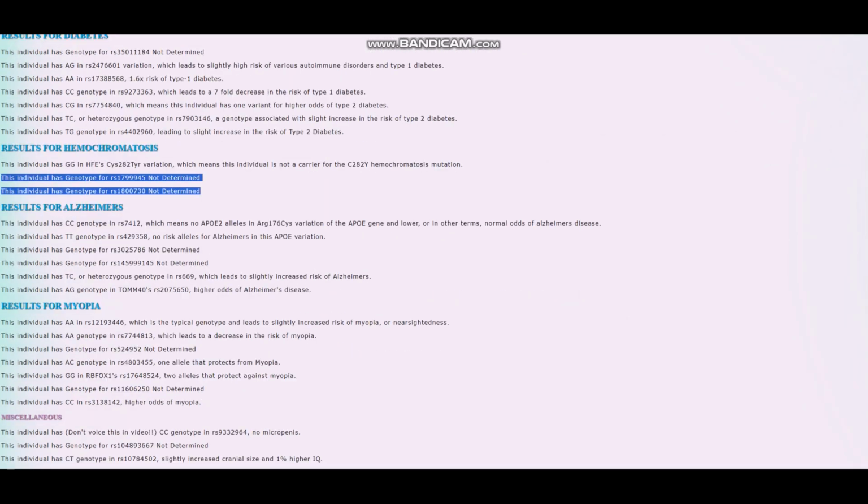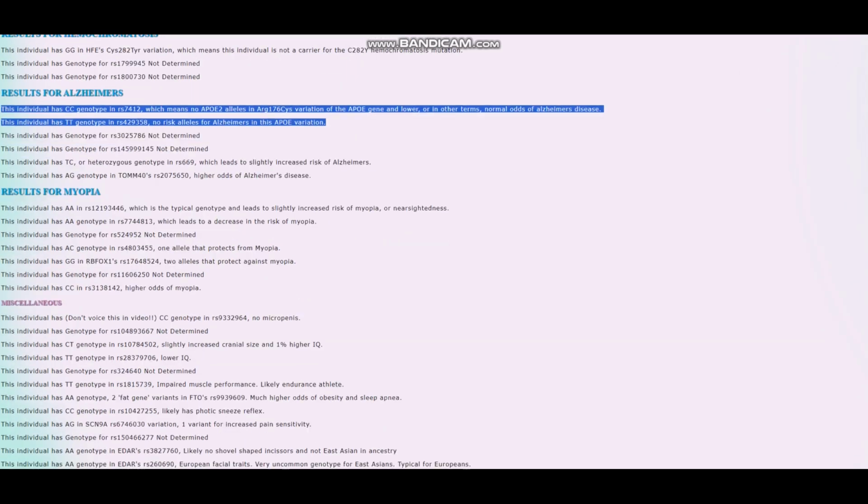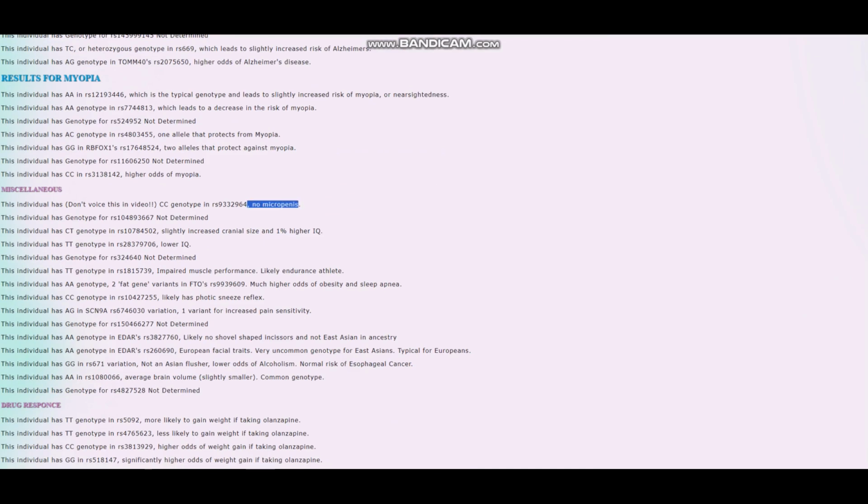For Alzheimer's, it looks like no risk alleles in APOE. Very good. APOE is by far the biggest contributor to Alzheimer's risk scores. And no micro P, really good, really solid. It looks like impaired muscle performance, likely an endurance athlete rather than a strength or power athlete.